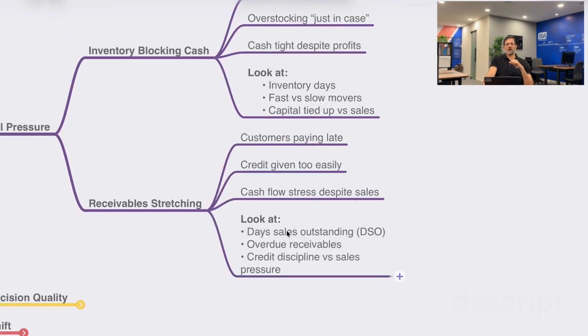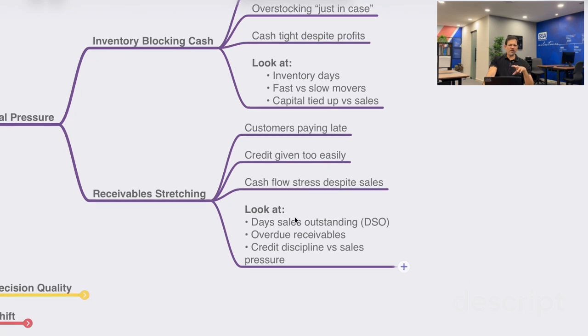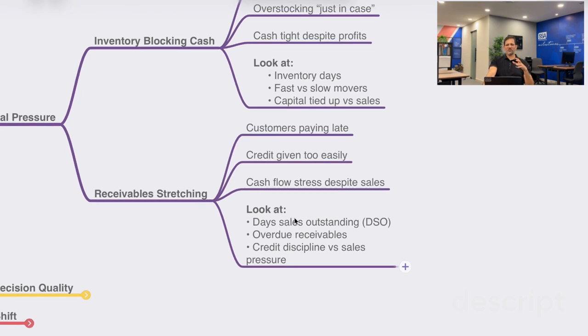And related to that is your receivables. How good are you at managing your receivables? Are your customers paying you on time? Are you easily giving credit to customers? How tight is the cash flow every month? Here you can look at metrics like days sales outstanding, overdue receivables, credit discipline, and so on.